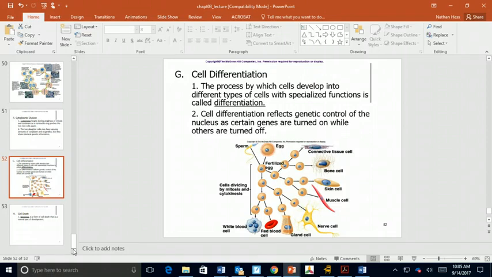So again, in your textbook here, a progenitor cell could be, let's say it goes to the integumentary system. It could be a skin cell, or it could be an oil gland, or it could be a sweat gland, right? It can be anything in that system. Does that make sense? That's a progenitor cell.